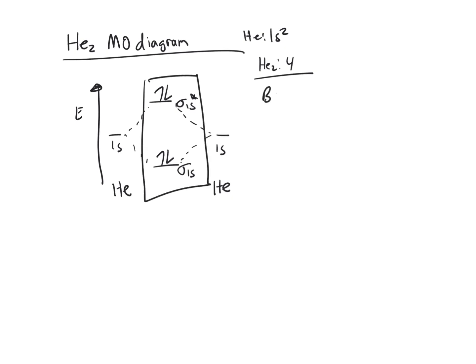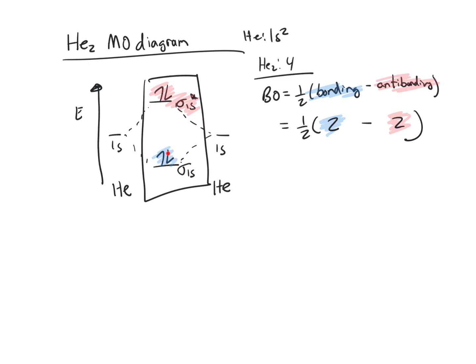We can calculate the bond order, 1/2 bonding minus antibonding. In this case, that's 2 electrons in bonding orbitals down here. The antibonding orbitals always have that star on them, so 2 electrons in antibonding orbitals. And we get 1/2 of 2 minus 2 is just equal to 0 for the bond order. What a bond order of 0 means is that there's no bond between these two atoms.